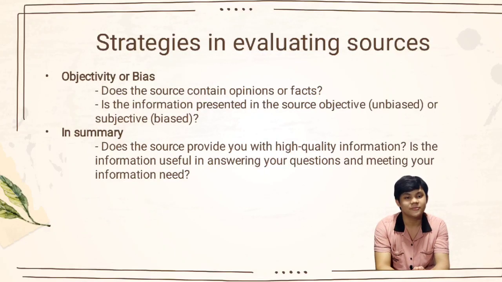Next is objectivity or bias. We need to know if the source contains opinions or facts, and if the information presented in the source is objective or biased. It is really important to know if our source is biased or not, because we don't want to gather information on a biased source. Lastly is in summary. We need to know if the source provided us with high quality information. Is the information useful in answering your questions and meeting your information need?